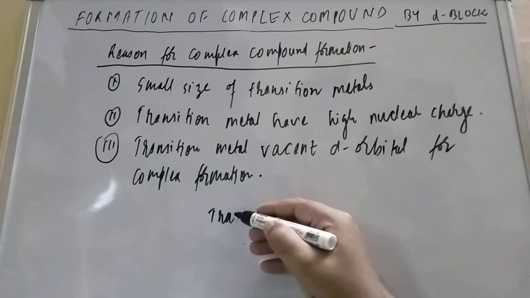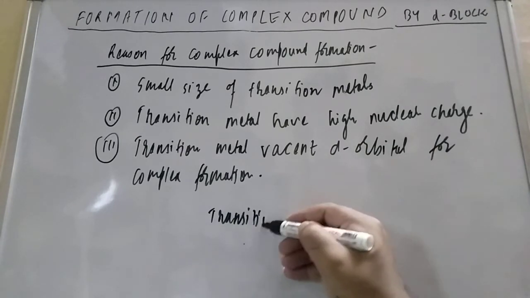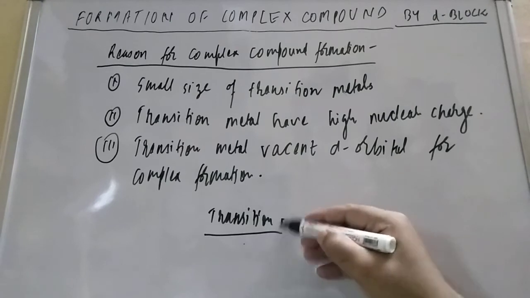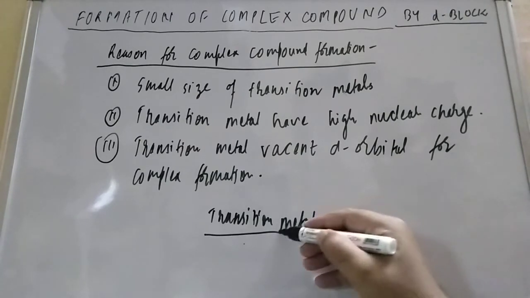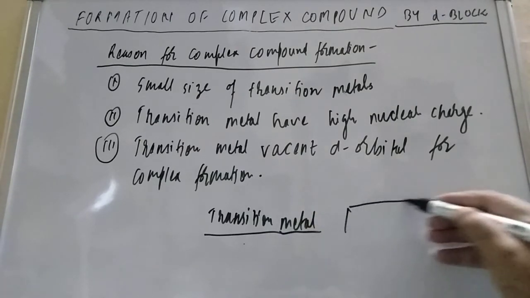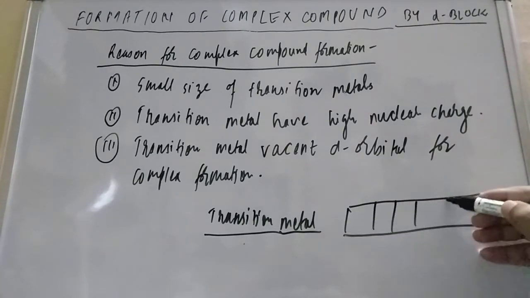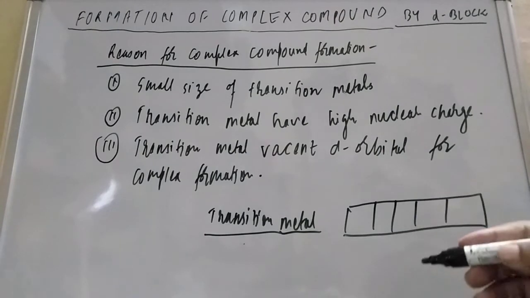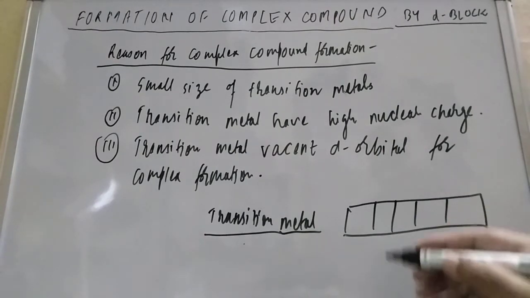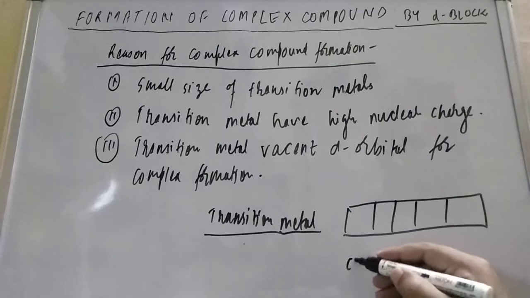A transition metal has vacant d orbitals. What do transition metals have? Vacant d orbitals. So like this, we have the vacant d orbitals: 1, 2, 3, 4. These vacant d orbitals can acquire the lone pair of electrons from the ligand.